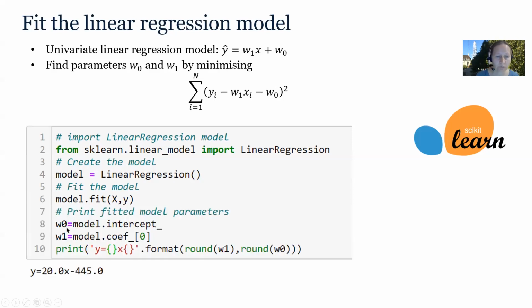Once we fitted the model, we can access the fitted model parameters. W0 is in the member variable intercept, and W1 is in the member variable coef. Coef is actually an array, but we have only one value because we have one feature. In general, there will be as many coefficients as there are features. And finally, we print out the equation of the fitted model.